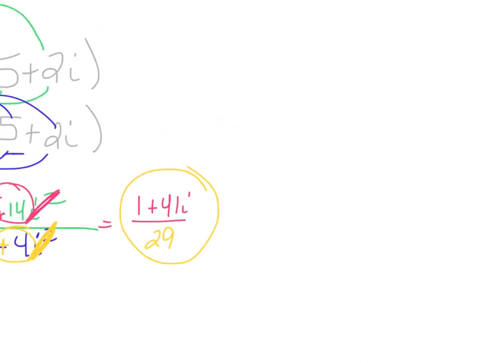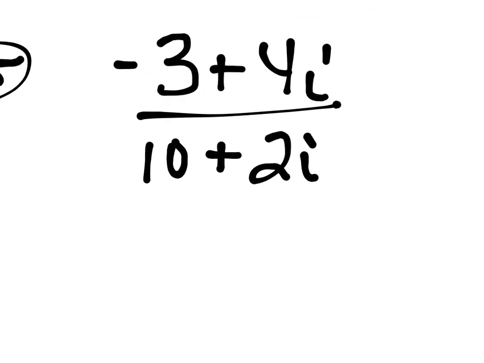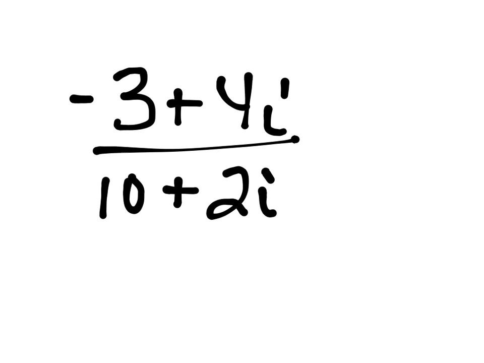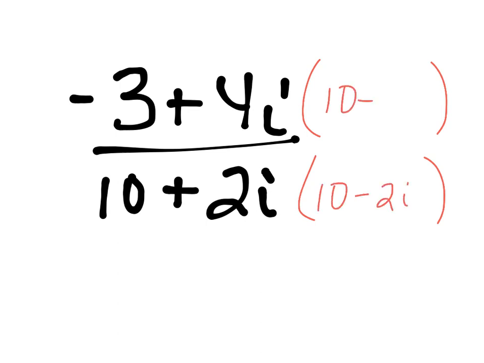All right, last one. Division. What do I multiply top and bottom by? The conjugate of the denominator, which is what? 10 minus 2i. What you do to the bottom, you do to the top.